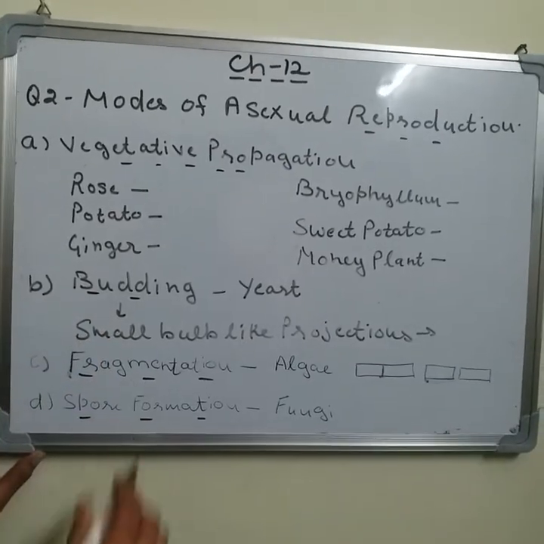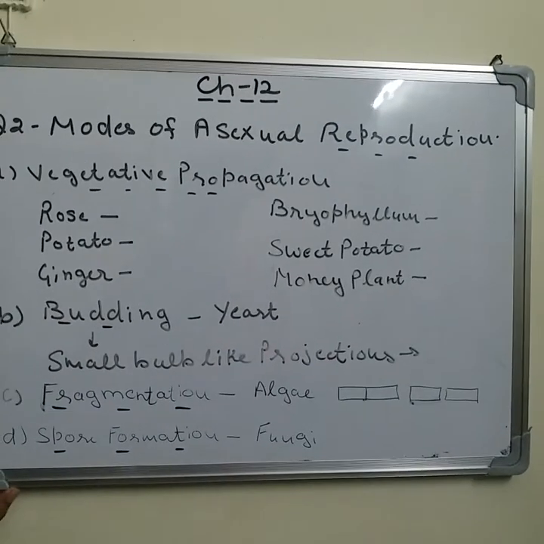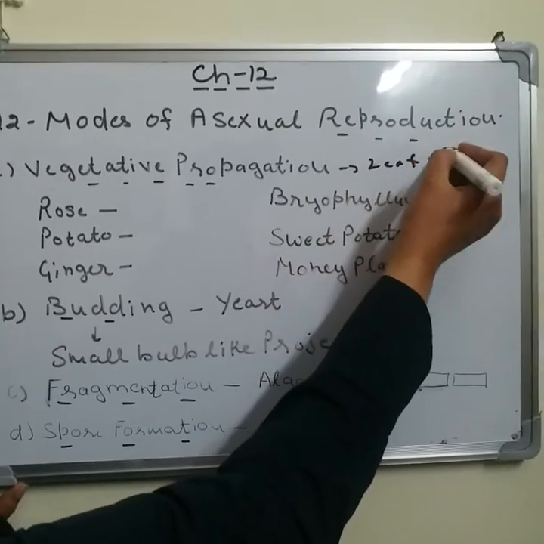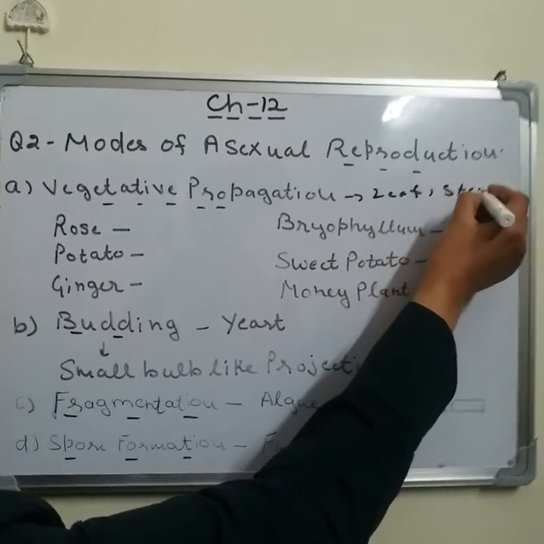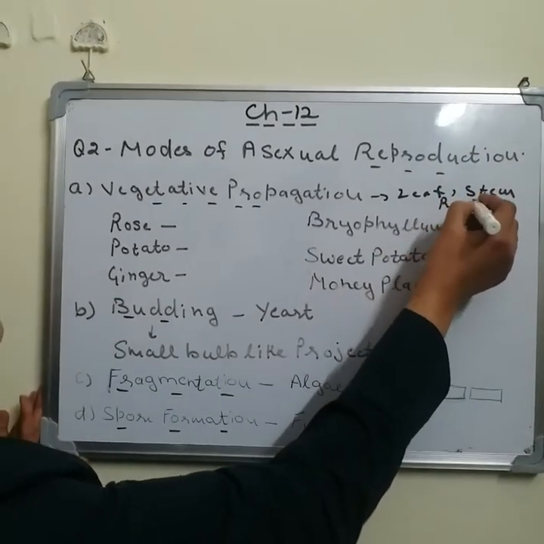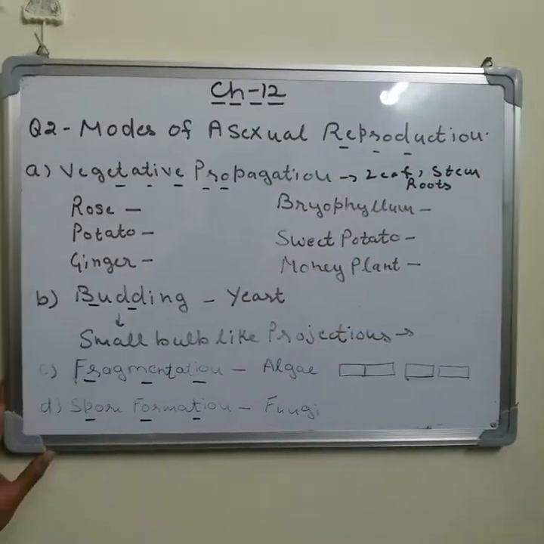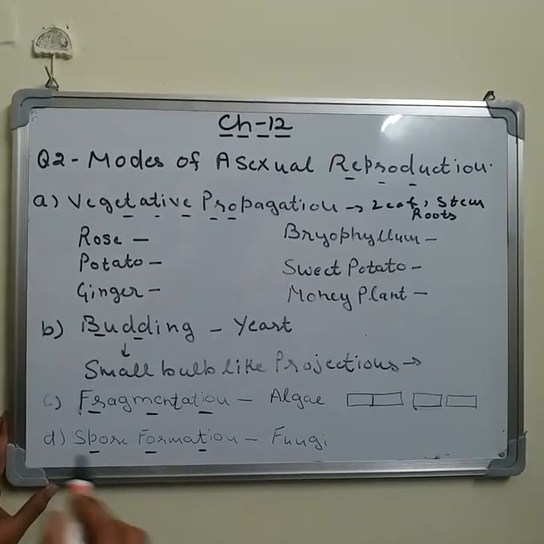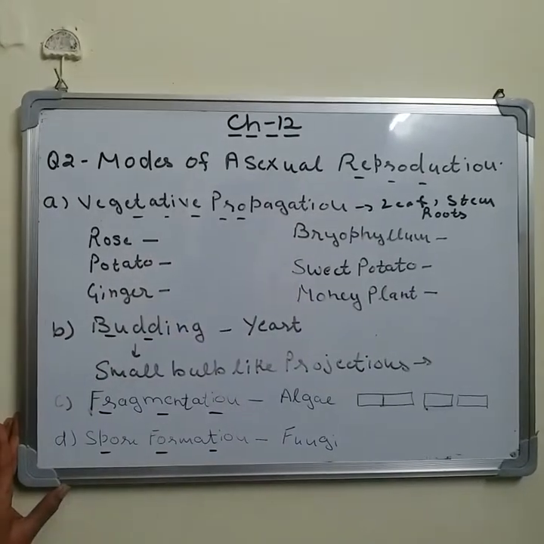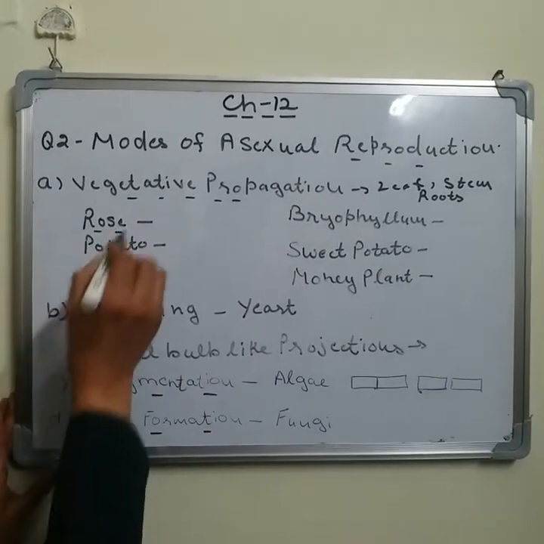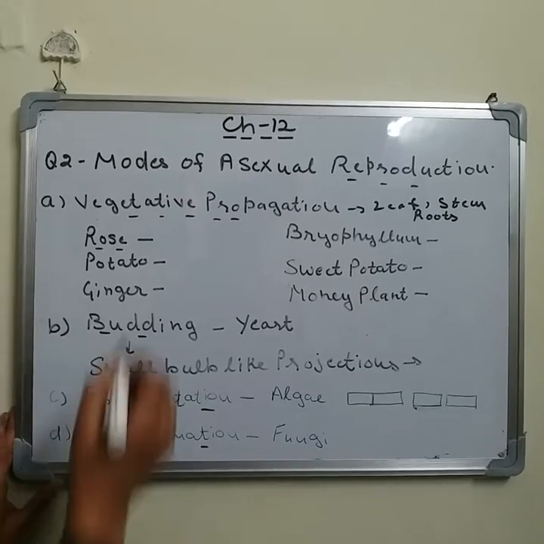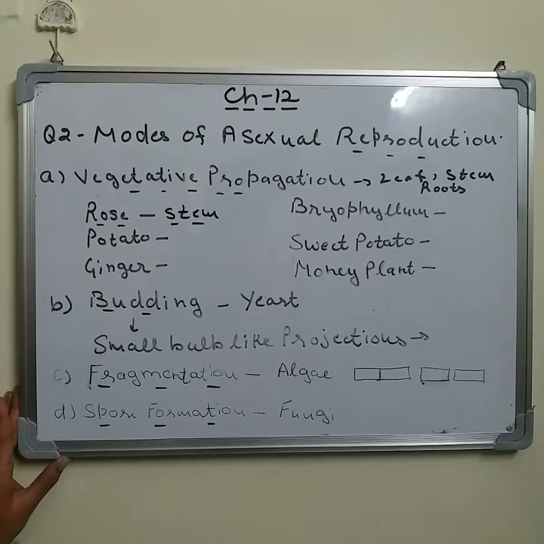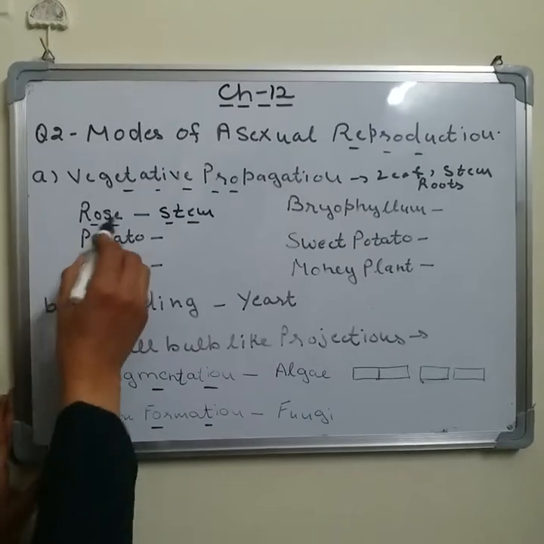Vegetative propagation means when a new plant grows with the help of the leaf of a plant, with the help of the stem of a plant, with the help of the roots of a plant, or you can say with the help of the different parts of a plant, and that's why it is known as vegetative propagation. For example, a new plant of rose we can grow with the help of the stem.